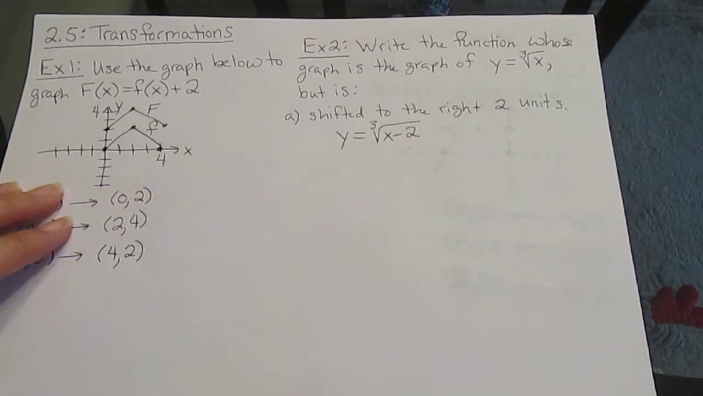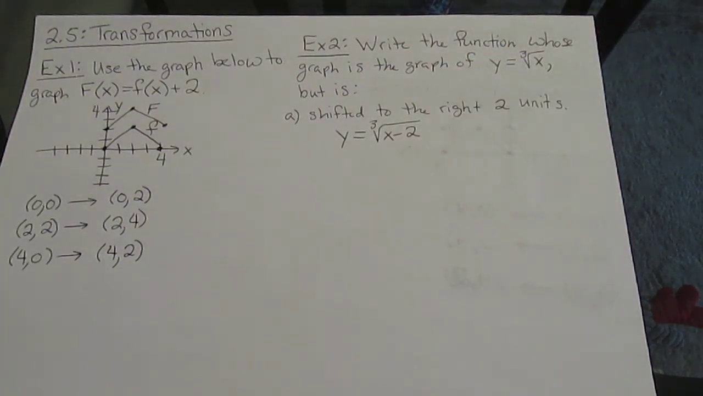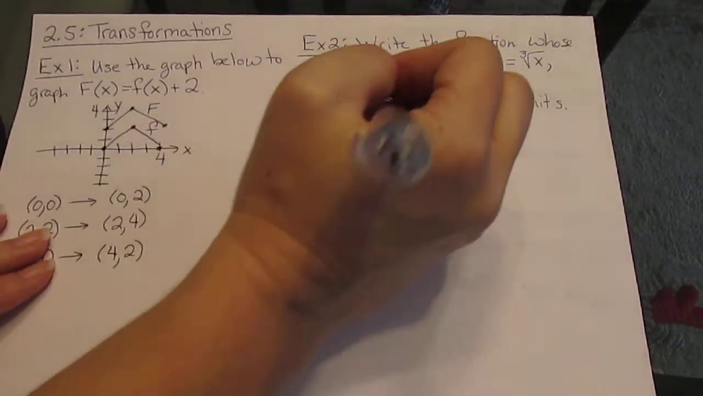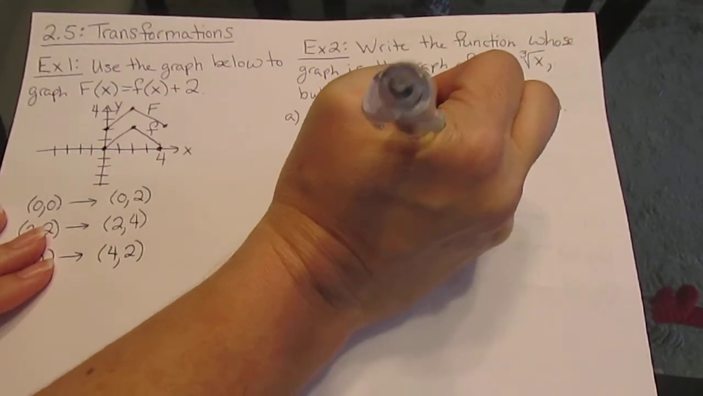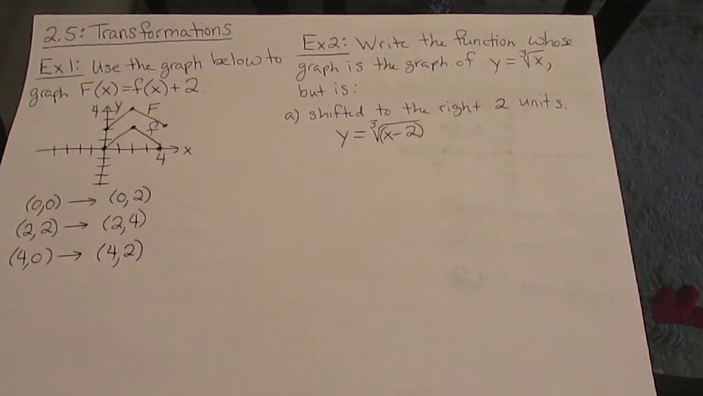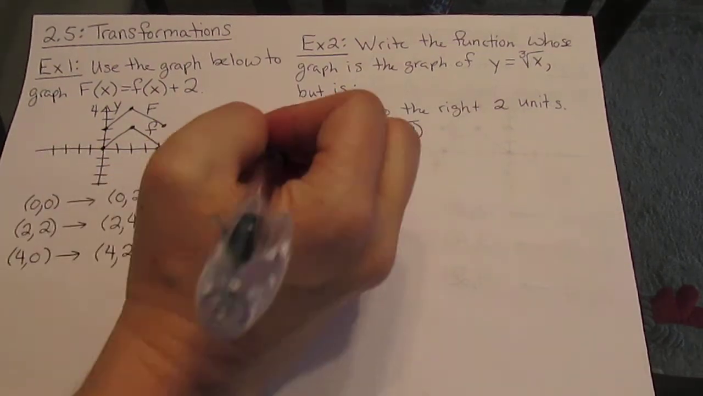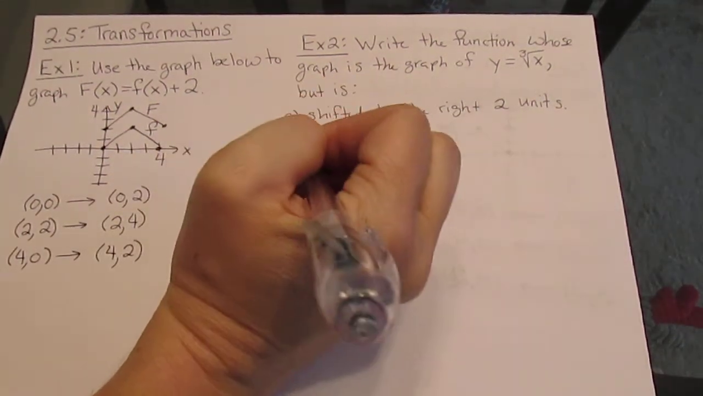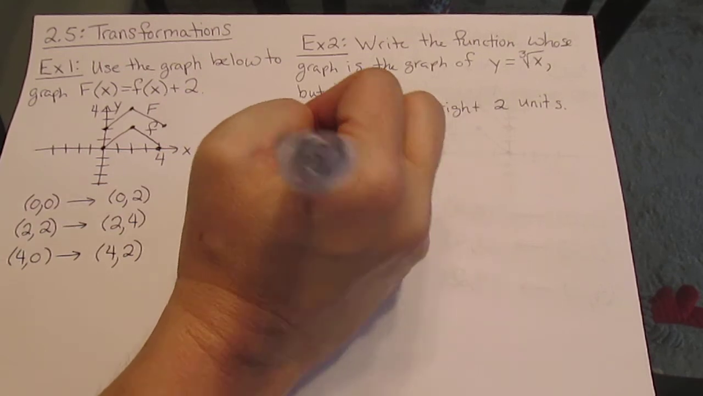And notice, I made sure the cube root extended completely over x minus 2. The cube root is kind of like a parentheses for us. It's putting that x minus 2 together. Of course, it's fine if you want to put the parentheses in there as well. So either way works. Let's write down another one. Part B, shifted to the left 5 units.